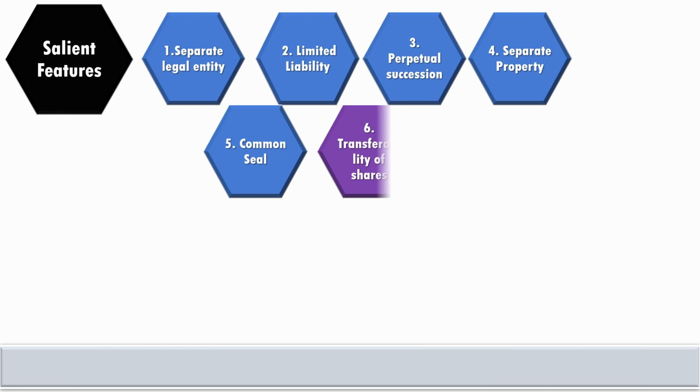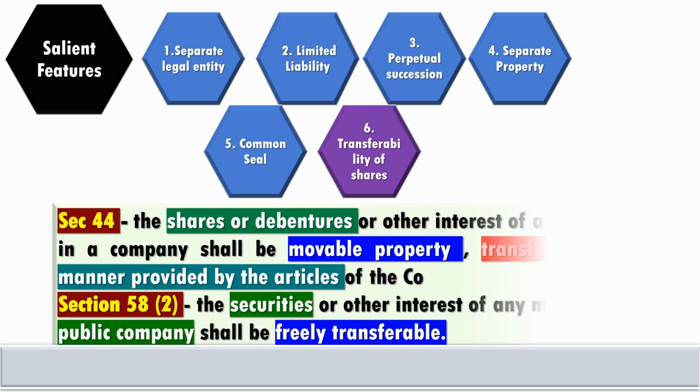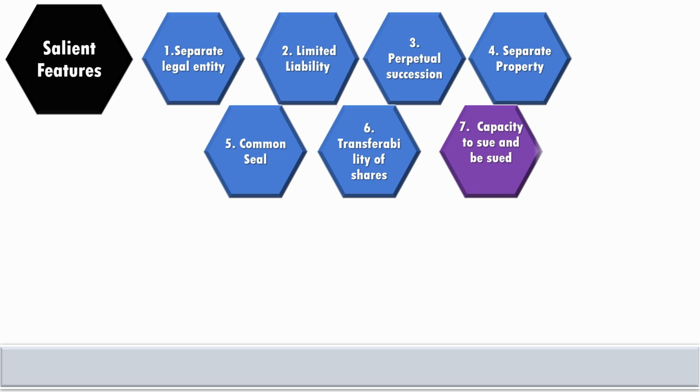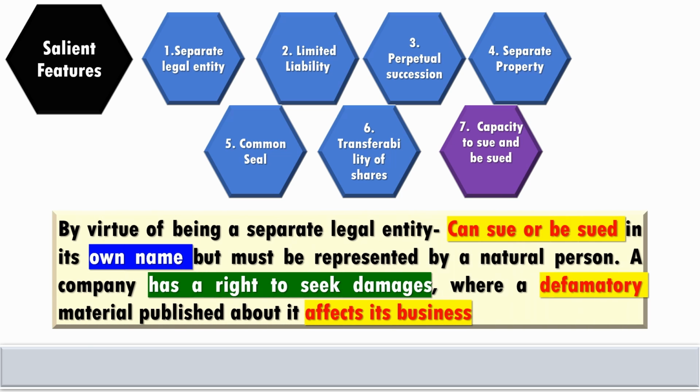Transferability of shares is another unique feature. There are two sections in the Companies Act. Section 44, which says shares or debentures are movable property and they are transferable as per provisions of the articles. But section 58 subsection 2 targets public company and says securities or other interest of any member shall be freely transferable. On the strength of its separate legal entity, a company can sue others and it can also be sued by others.